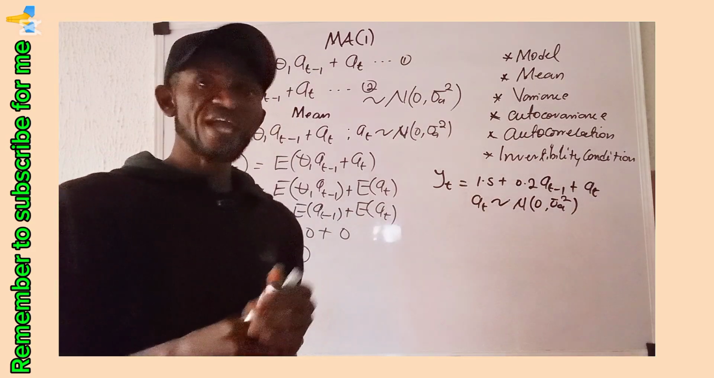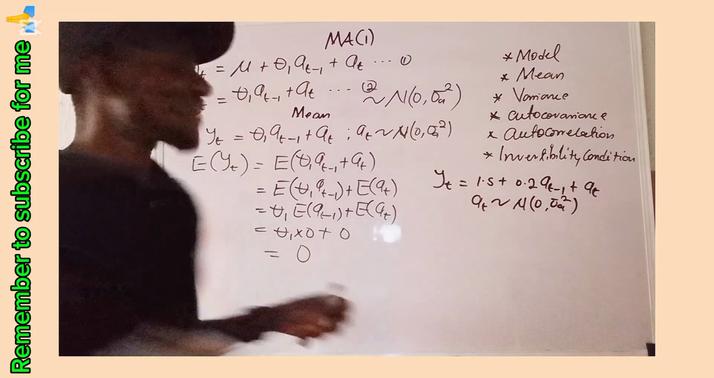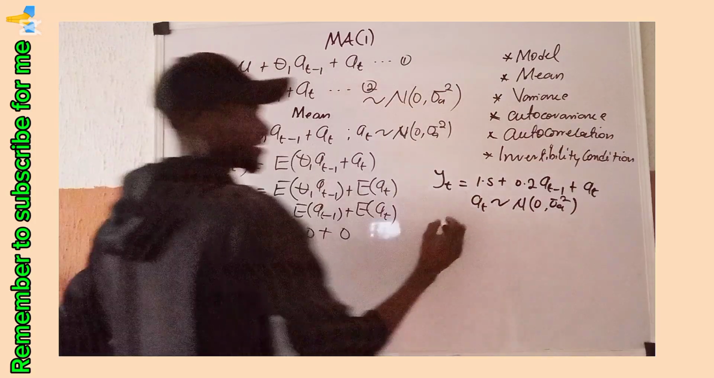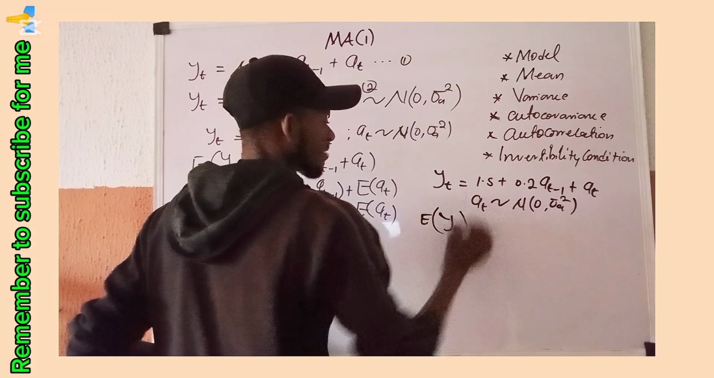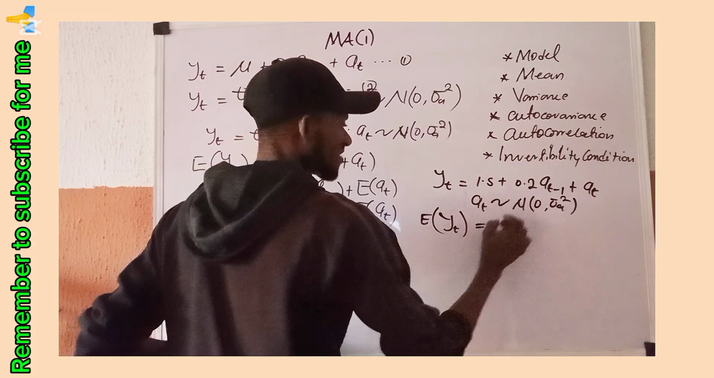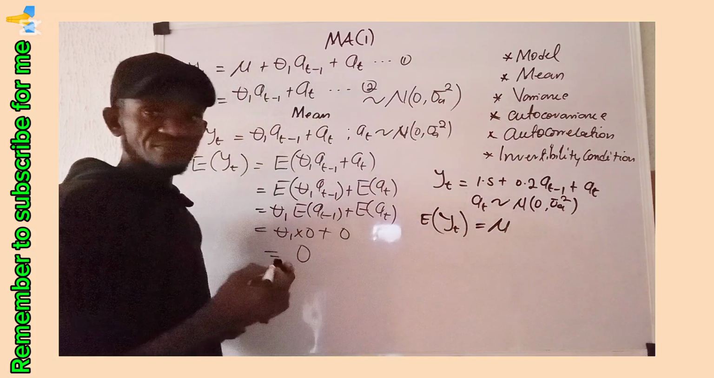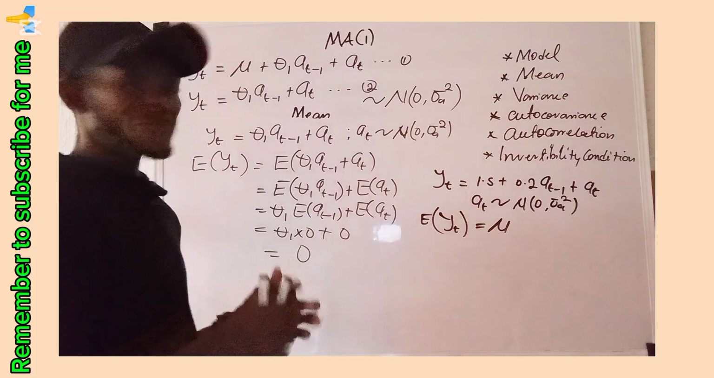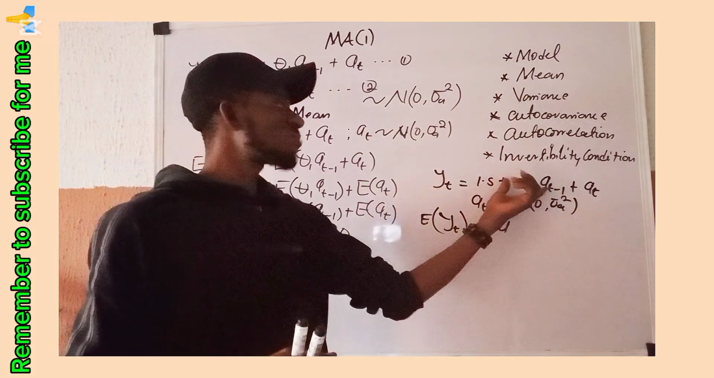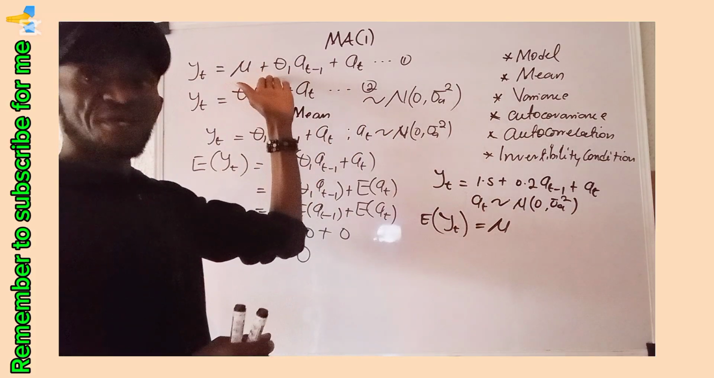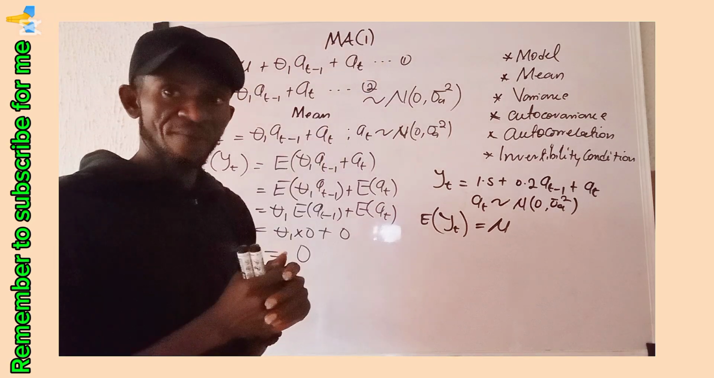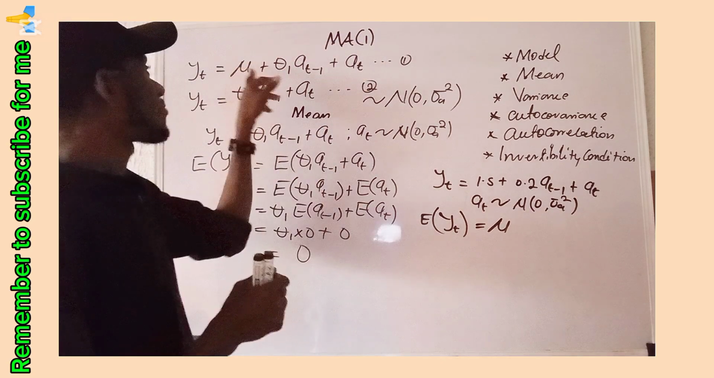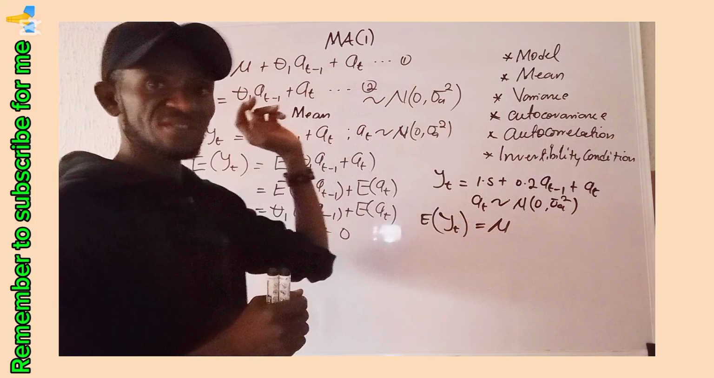Remembering our proof earlier, we arrived at the fact, using the first model, that the expected value of y of t, which is the mean, is given as mu. So what is left for us is to compare this model with the model we know, which is the moving average model of order 1. And we are now able to compare the terms.